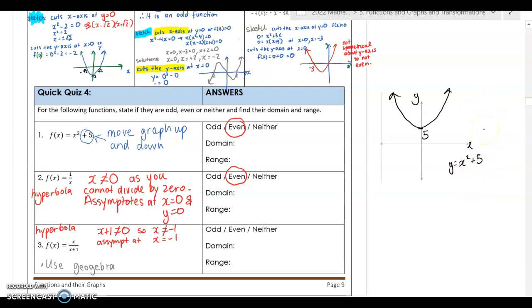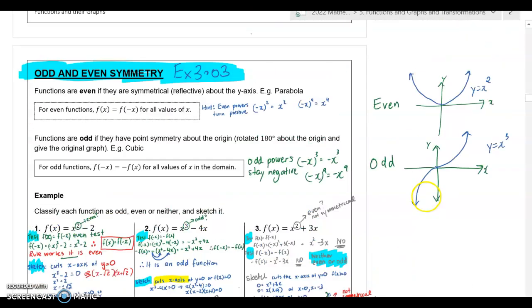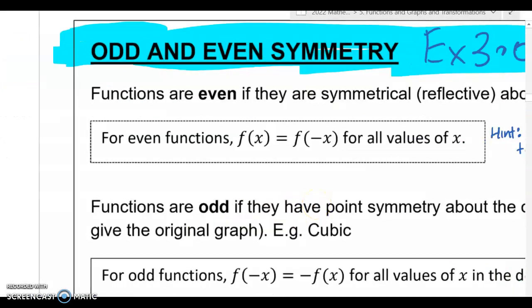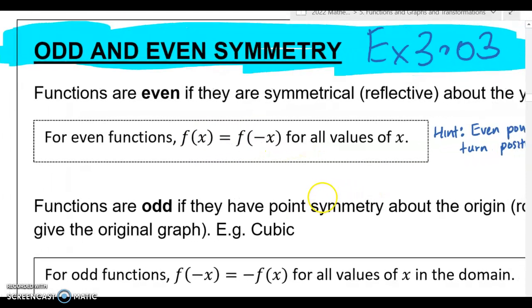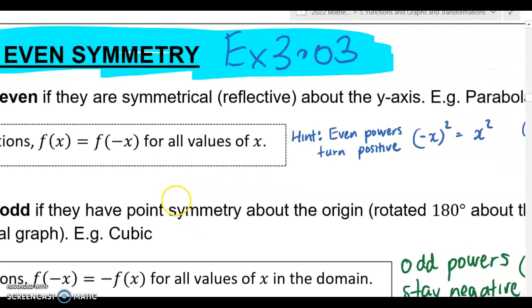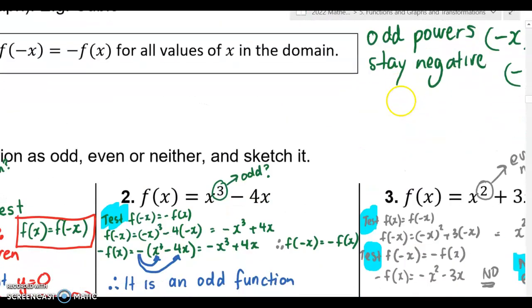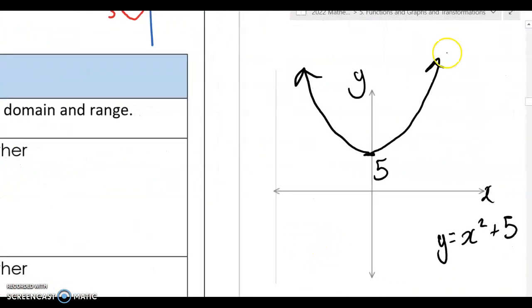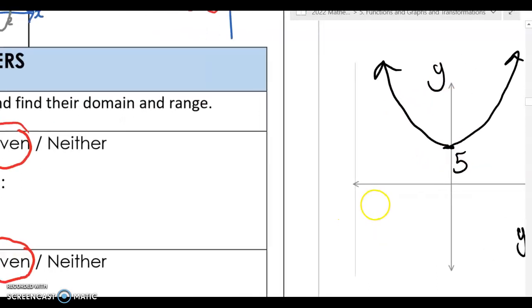Just by looking at it, it's symmetrical around the y-axis. So I know that it's going to be even, but I could test that as well. So if we have a look at our notes from last lesson, an even function is a function where f of x is equal to f of minus x. And those functions are even if they are symmetrical or reflective about the y-axis. So if you have a look at our diagram over here, if I was to fold that y equals x squared plus 5 in half and use the y-axis as a fold line, both sides would match. So it's definitely an even function from that.